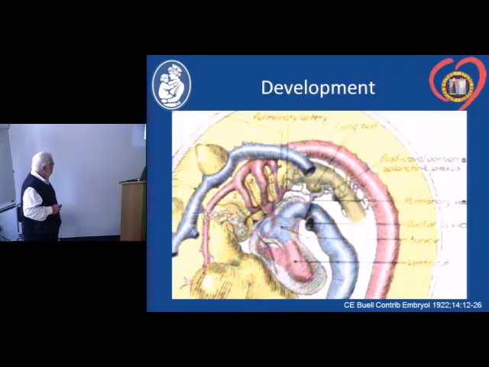This is the developing lung bud. Here's the foregut. This will develop into the pharynx and esophagus, and this will develop into the larynx, trachea, and bronchi. These are the lung buds right here. This is the venous system, and here's the arterial system. This is the looping heart. It hasn't completed looping yet. This all occurs relatively early.